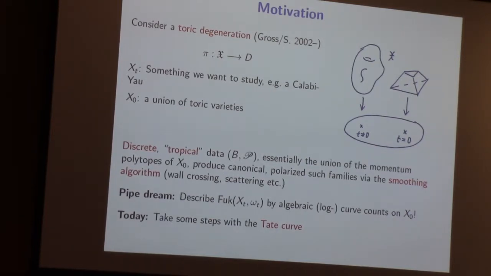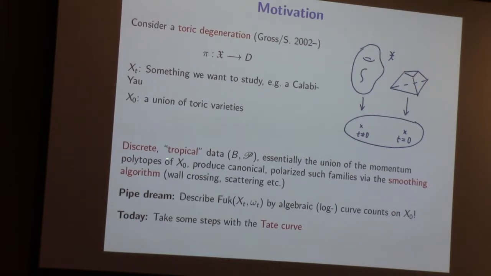And what you're really interested in is the general fiber of this degeneration, indicated by some smooth object here. And then you degenerate, and the central fiber breaks into a union of toric varieties. And that is the situation that you can capture with tropical data, discrete data: B, this manifold here, and P, the polyhedral decomposition that you see. This is like a real picture of what's going on with the central fiber, using also momentum polytopes.